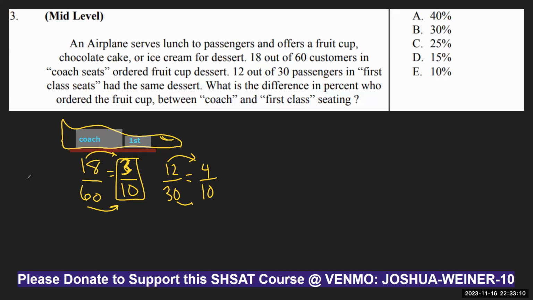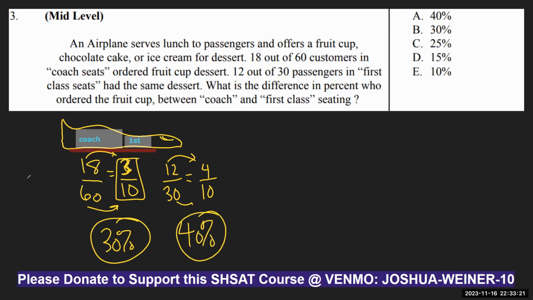Well, the difference would be 3/10 is 30% of the passengers in coach. 4 out of 10 is 40% of the passengers in first class. So the difference is, take the larger number, subtract the smaller number. I mean the positive difference. And that is 10%. Let's say if it's the positive, they just say the difference, the mathematical difference in percent.